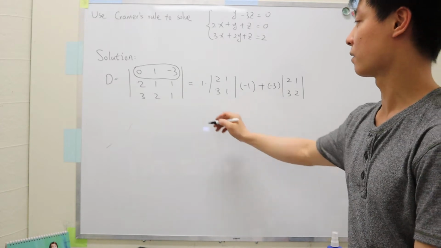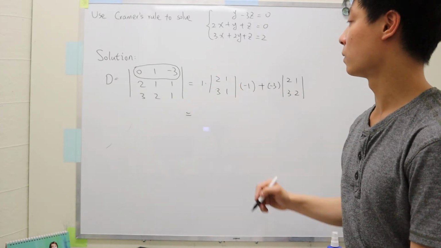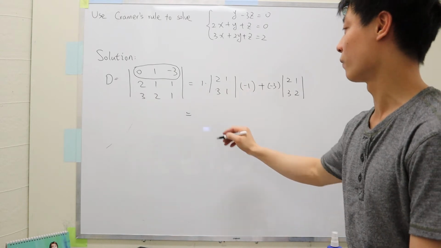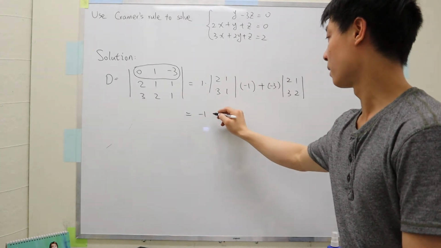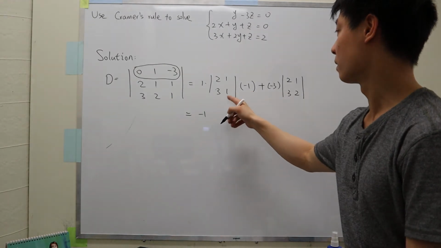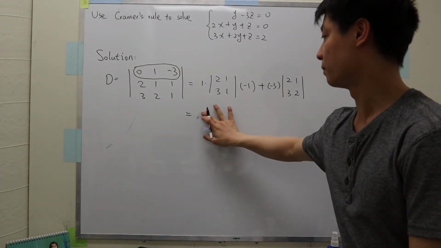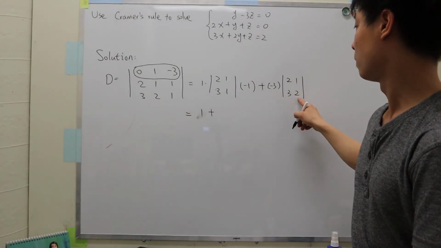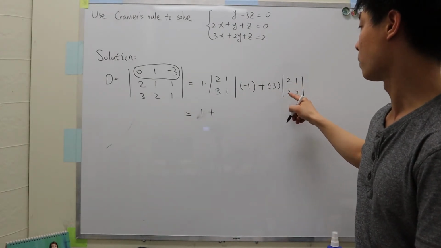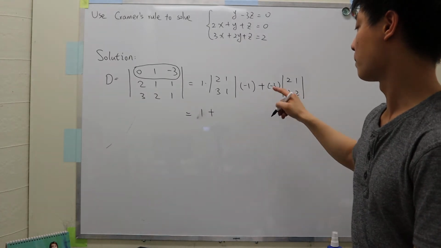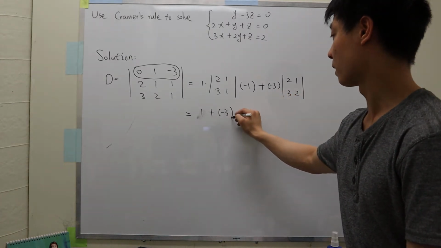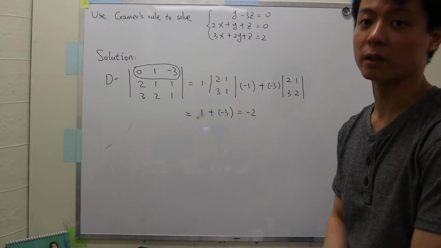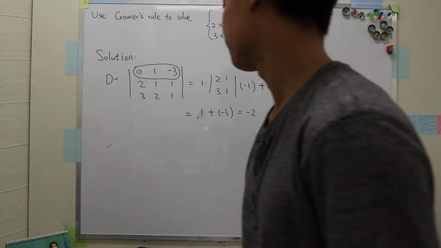So that's it. Now we continue to compute this determinant. We have 2 minus 3, which is negative 1, times this negative 1, so it becomes positive 1 here. Plus 4 minus 3, that's 1. 1 times negative 3, that's negative 3. So the answer is negative 2. That's the determinant of the coefficient matrix.